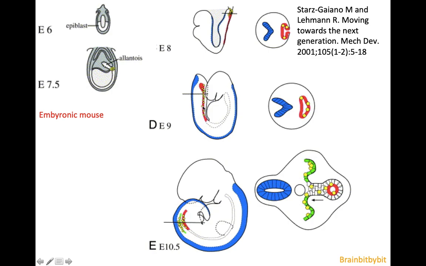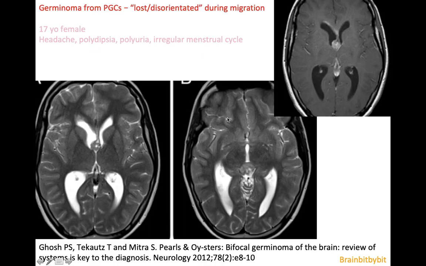And if they migrate along the midline and they take the wrong turn and they are lost and they end up somewhere where they shouldn't be, they can give rise to a germinoma. So germinomas are thought to arise from primordial germ cells.